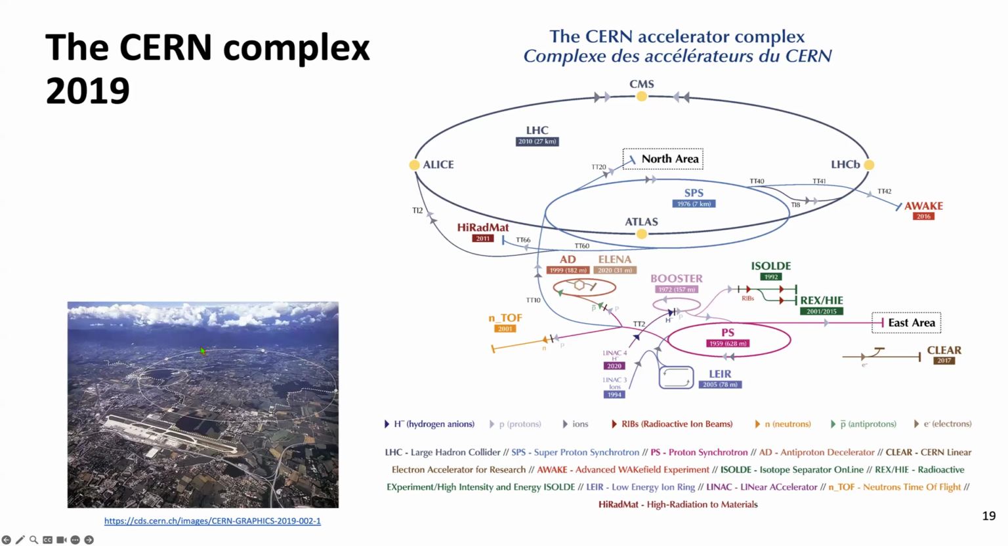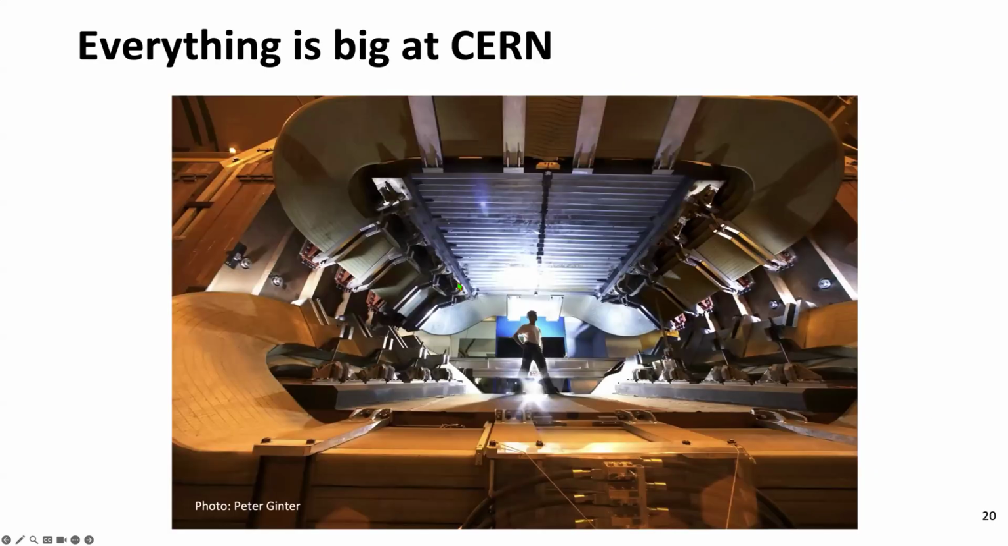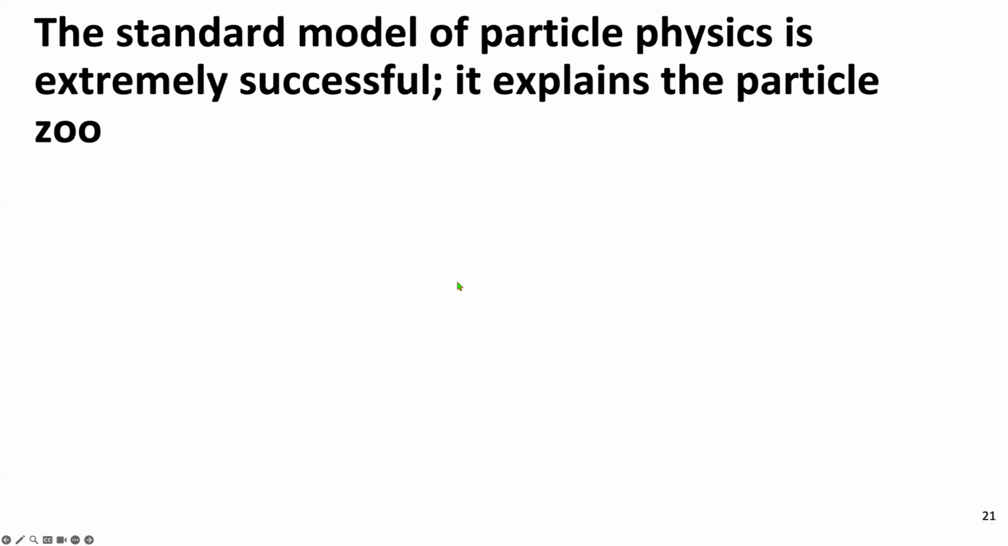And here's the ring. As I say, it's underground. Here's the airport in Geneva. And it's an enormous facility. They spend about $3 billion a year there doing research. Again, here's one of the experiments, and that's a human to give you some sense of scale. Everything is big at CERN.